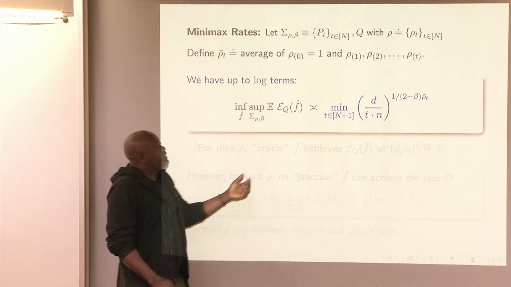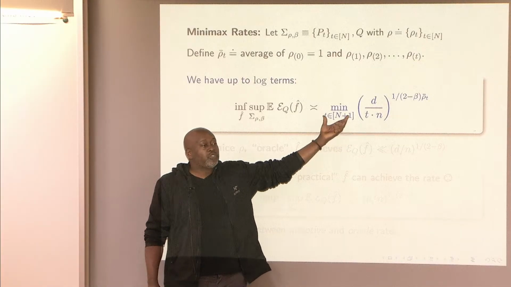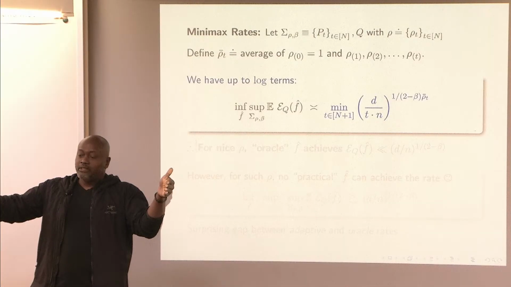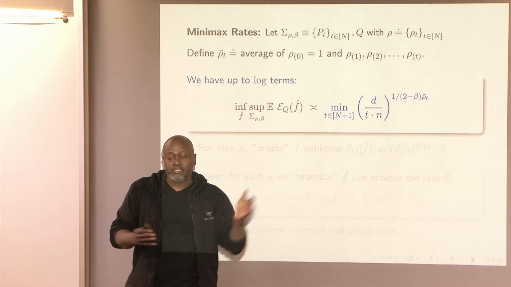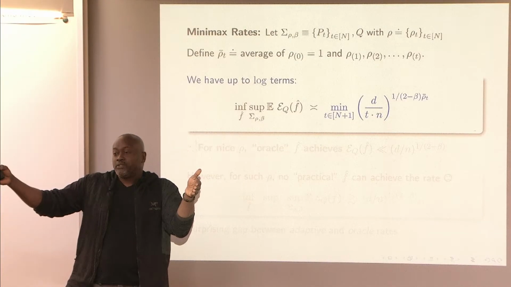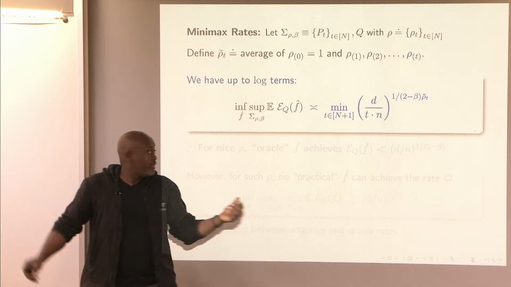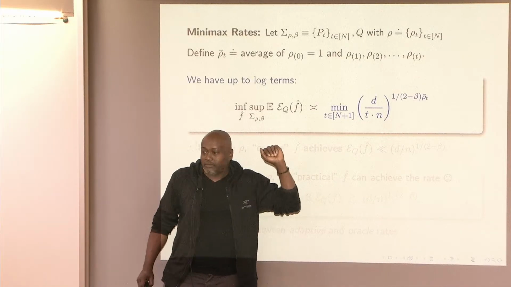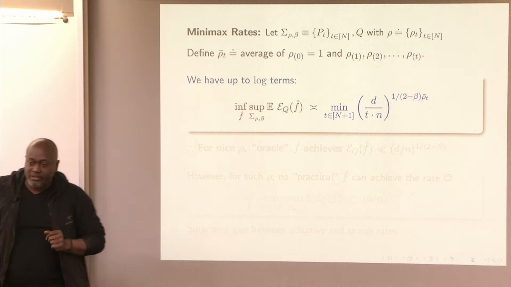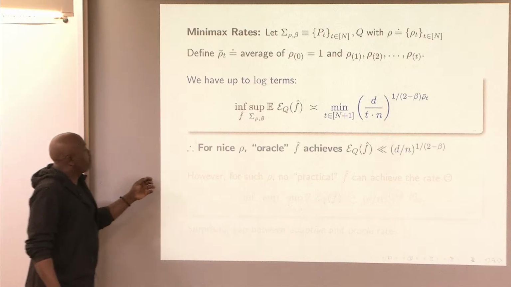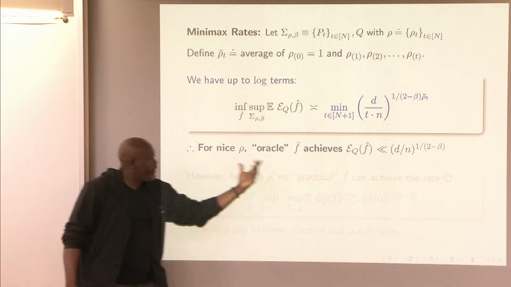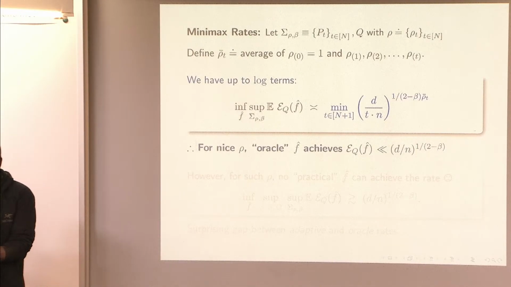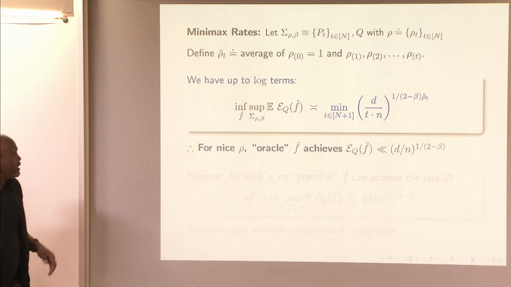The main point is that, in most cases, if you have a lot of very good sources and a lot of very bad sources, then it's an aggregate of the very good sources. The number of very good sources times n. That's all it's saying. Is that clear, everyone? So for nice rho, the oracle can achieve a rate of convergence much faster than the single task rate of convergence.